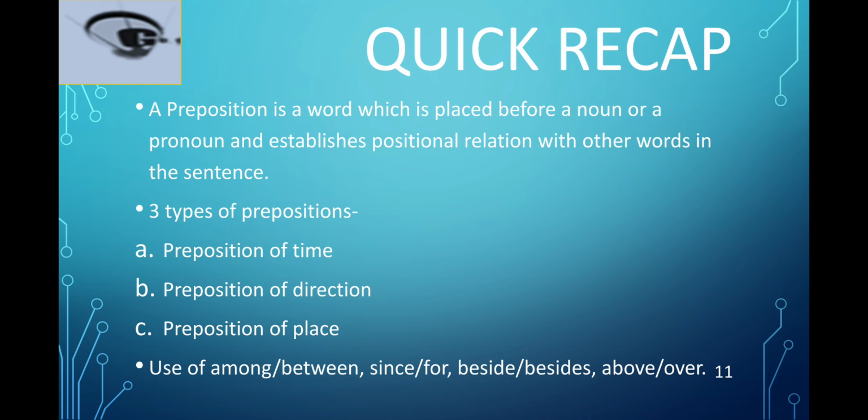Now we come up to the quick recap. A preposition is a word which is placed before a noun or a pronoun and establishes positional relation with other words in the sentence. Next, we have three types of prepositions: preposition of time, preposition of direction, and preposition of place. And lastly, we came to the use of among and between, since and for, beside and besides, and above and over.